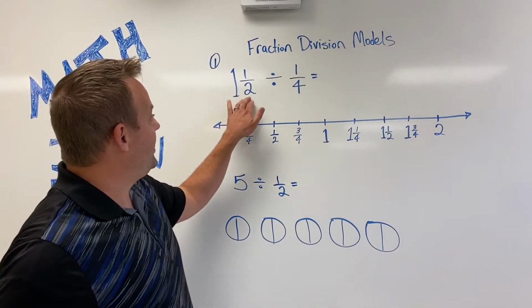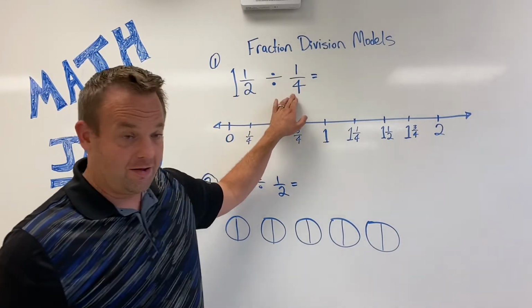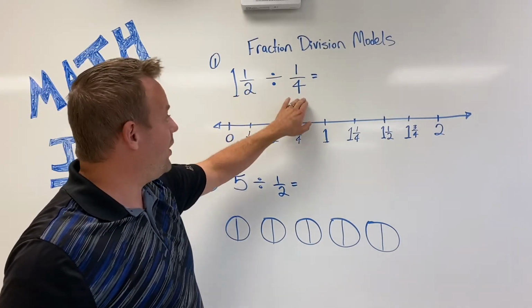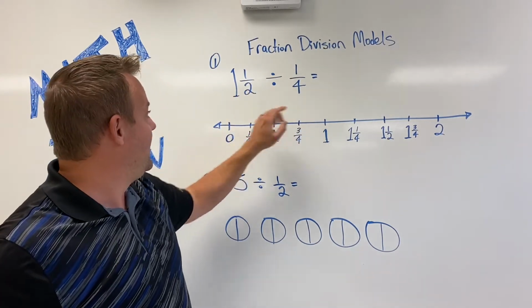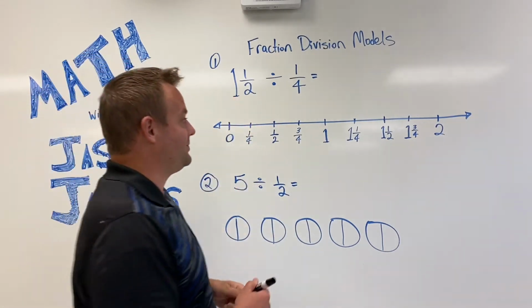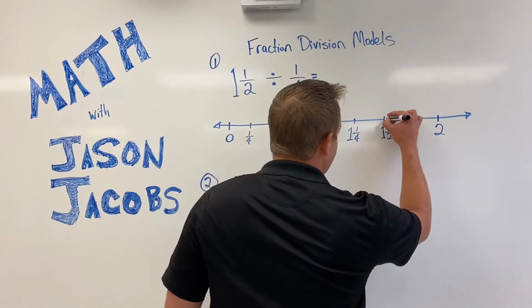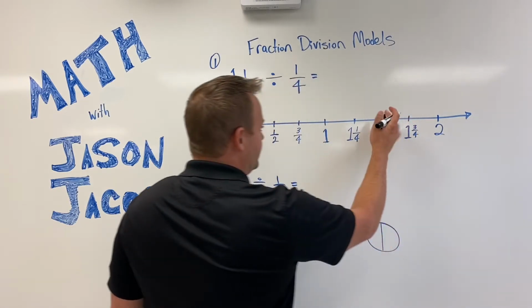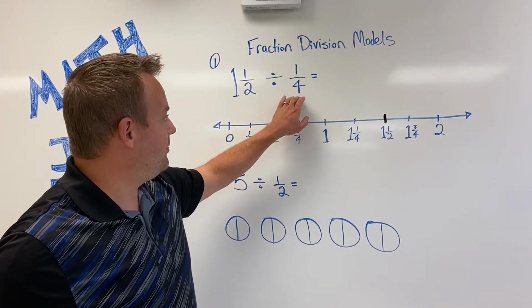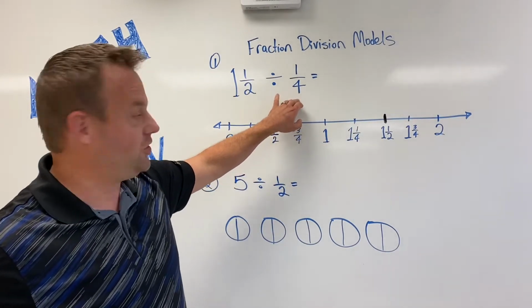We have 1 1/2 divided by 1/4. Now, 1 1/2 is the dividend, 1/4 is the divisor. So 1 1/2 is the number that's being divided. The dividend is the number that's being divided. So I'm going to mark that right here. So that's our dividend. 1 1/2 is being divided into parts that are 1/4 each.